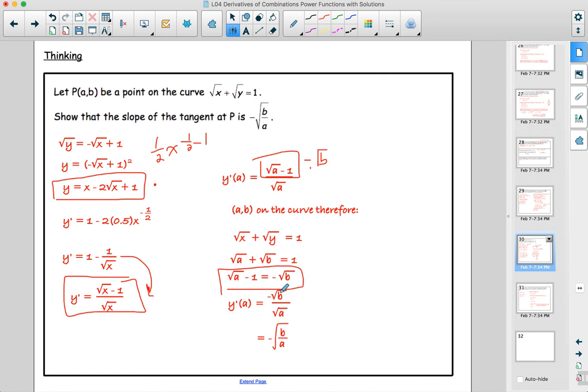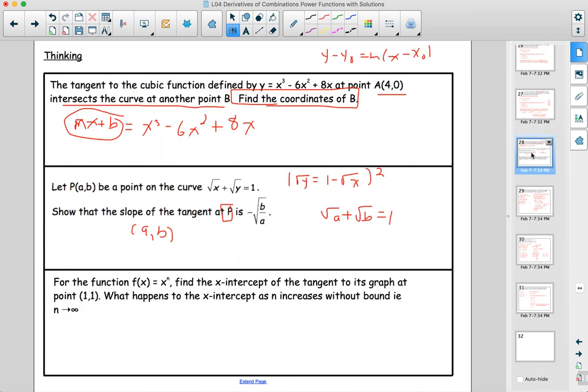So I now have negative root b over root a. The negative can come out in front, and I can write that as root b over a. Just a reminder that root x over root y is equal to root x over y. I'm presuming, of course, that y and x are greater than or equal to 0.